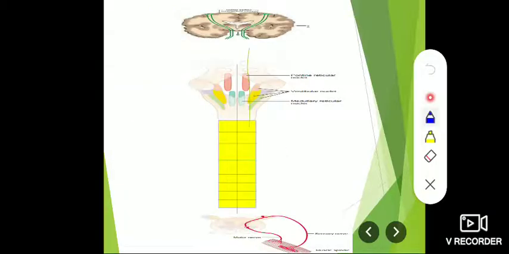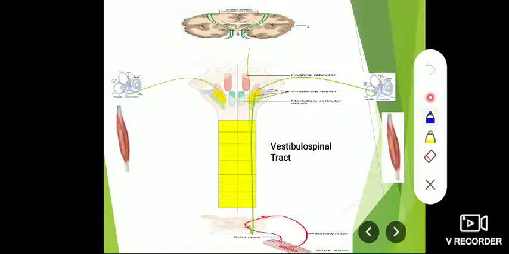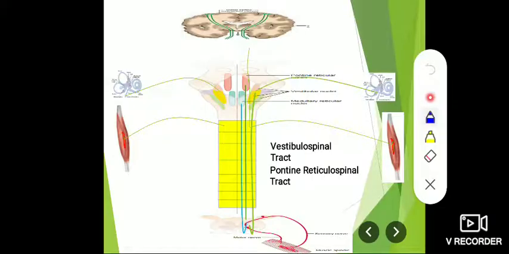Now we'll move up a little bit. We're going from down to up now. We are going in this direction. We have found the spinal cord's reflexes. This is our vestibular apparatus, which is having connection with the brainstem region. So this is the vestibulospinal tract. Now at the neck, the group of muscles are there. So these are the two tracts, reticulospinal.